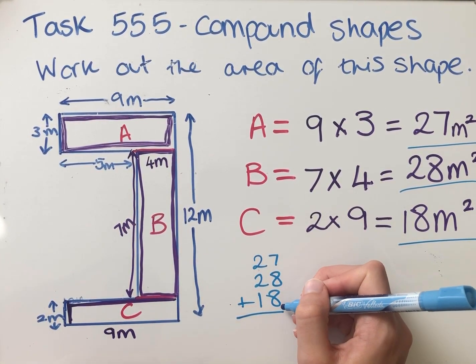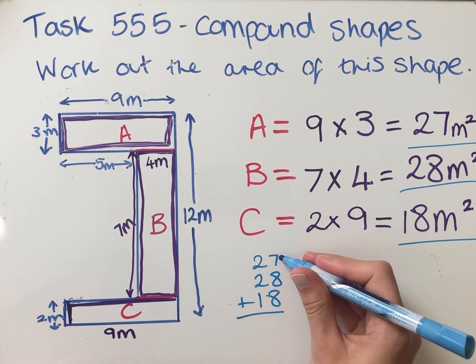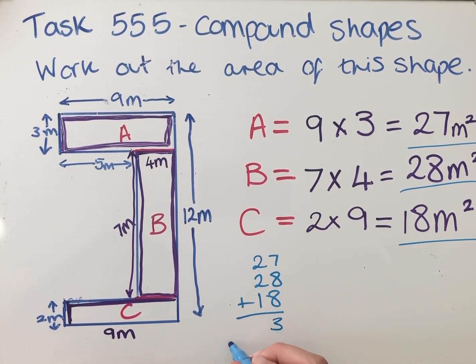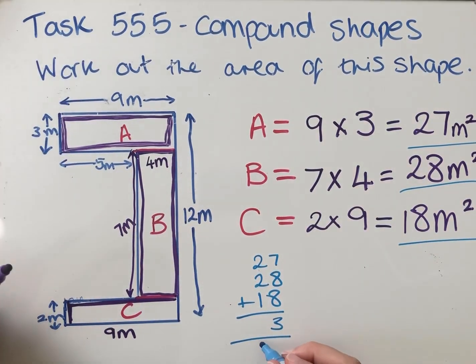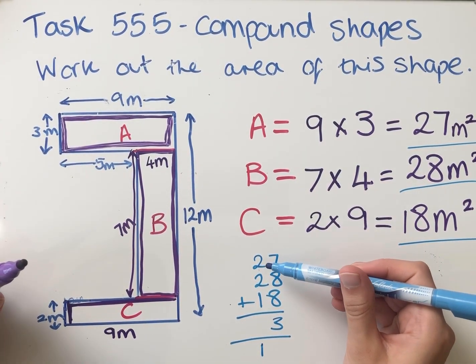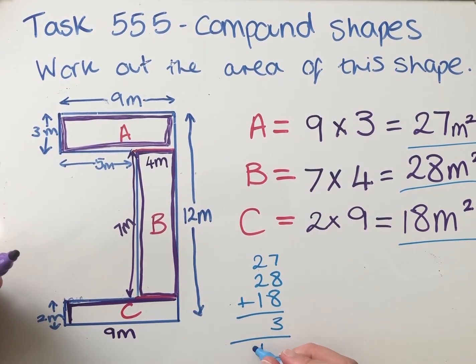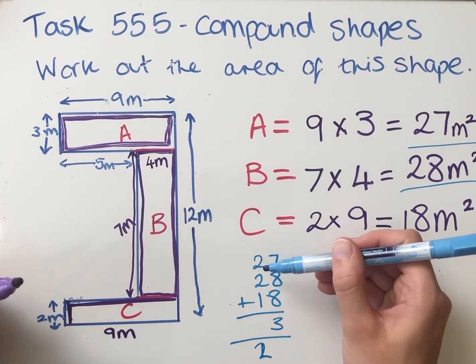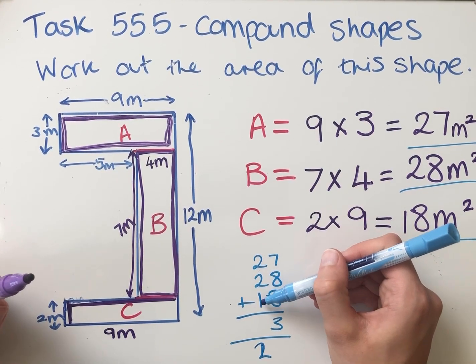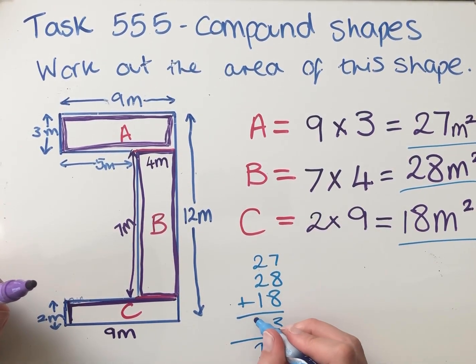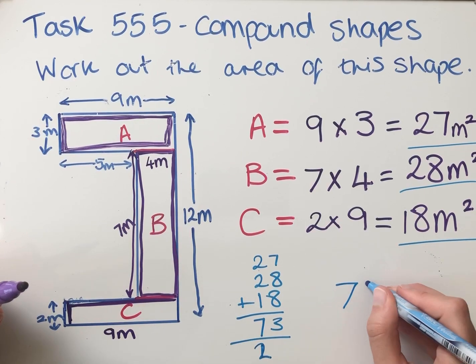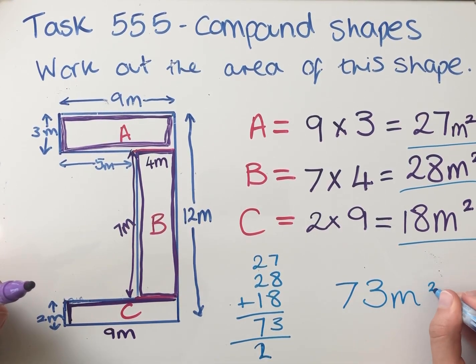8 plus 8 is 16. Add another 7 on. It's 13, so I've got the 3 and then carry the 1. Oh no, 8 plus 8 is 16. Add the 7 is 23, so I've got 3 there, carry the 2. Then 2 plus 2 is 4, plus 1 is 5, and plus 2 is 7. So overall, I've got 73 meters squared.